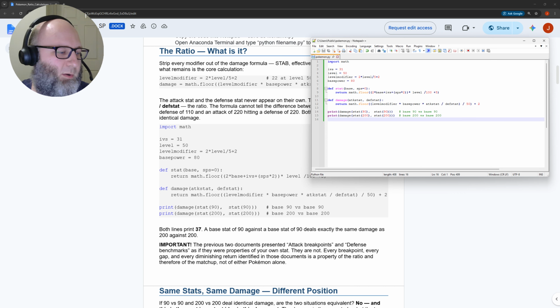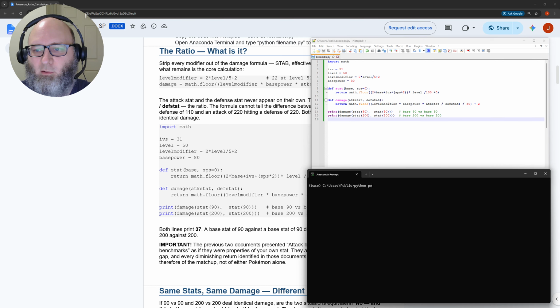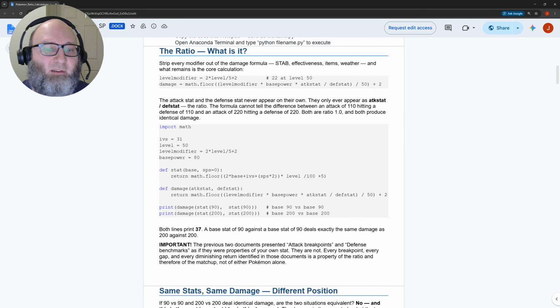So if we were to pop that in there and then open up and then run our code, you can see the damage. We're printing the damage if the stat is 90-90 and printing the damage if the stat is 200 and 200. Both lines print 37. So a base stat of 90 against a base stat of 90 deals exactly the same damage as 200 against 200.